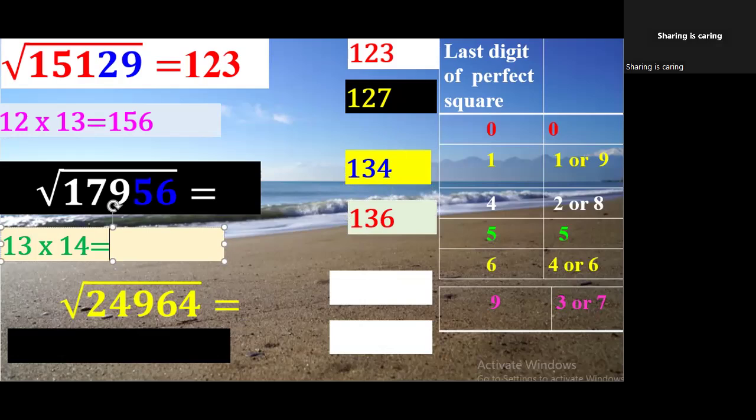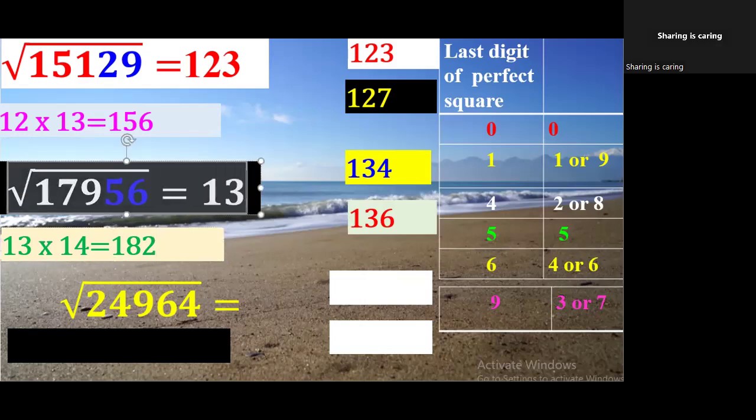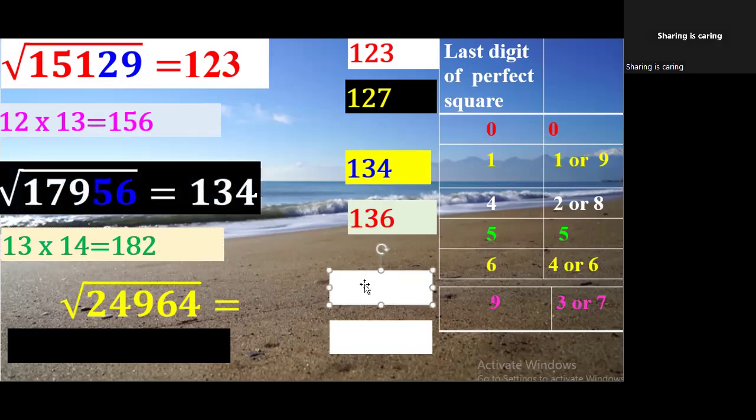So 13 multiplied by 14 is 182. Since 179 is less than 182, I will take the smaller number. The smaller number is 134. So let's do the next one.